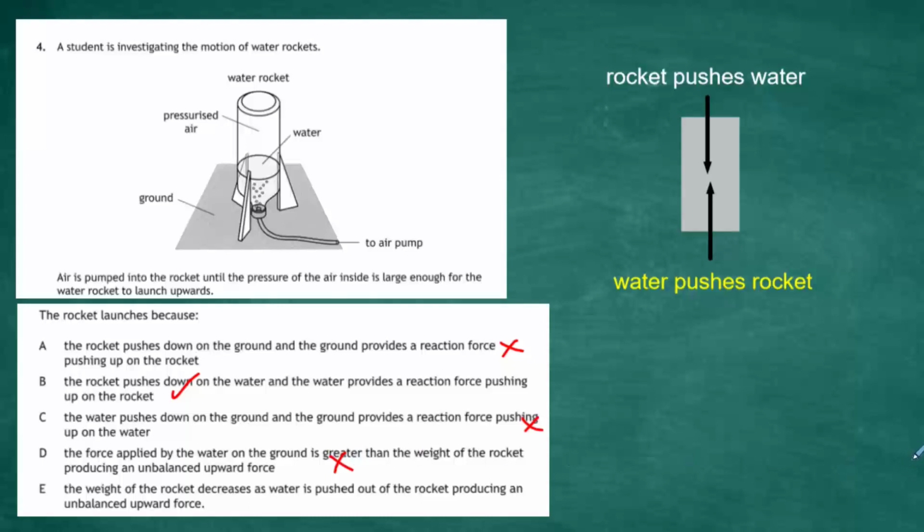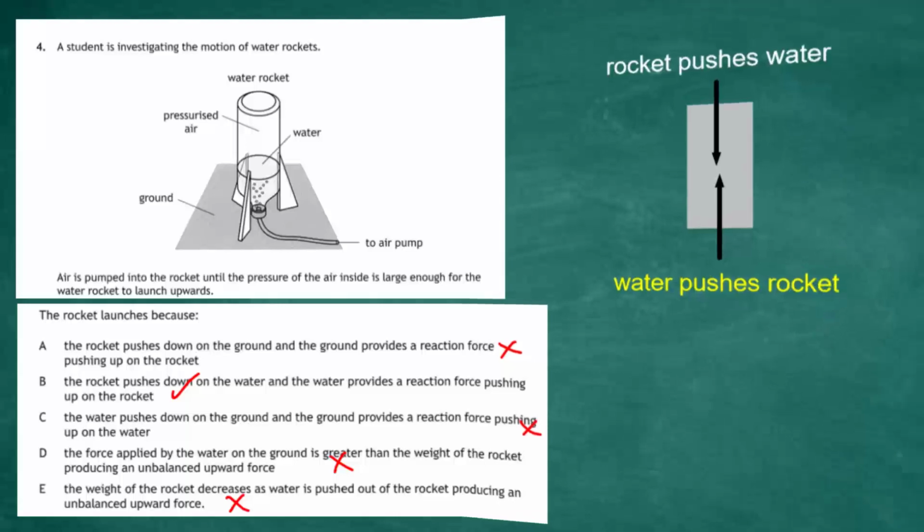E, the weight of the rocket decreases as the water is pushed out, producing an unbalanced upward force. That's true, but it's not explaining how the rocket launches in the first place. We rule that one out. So our final answer is going to be B, because we've got to look for a Newton action and reaction force pair. The rocket pushes the water and the water pushes back on the rocket, and therefore the rocket will rise up into the air. So the answer is B.